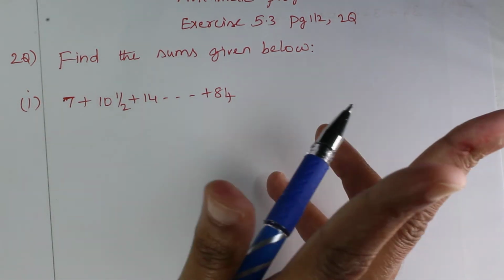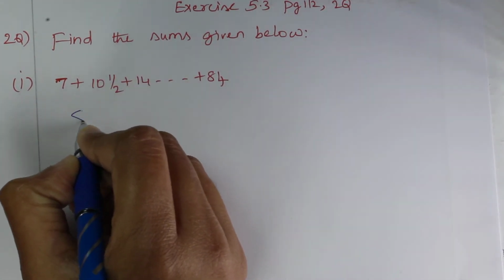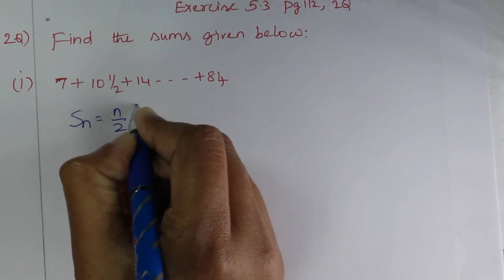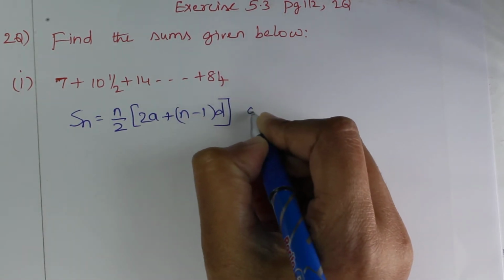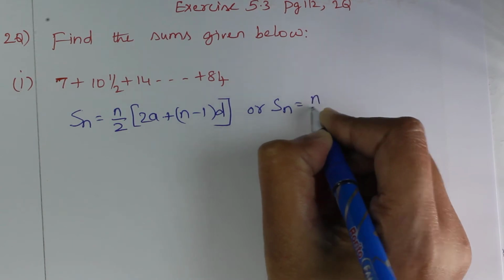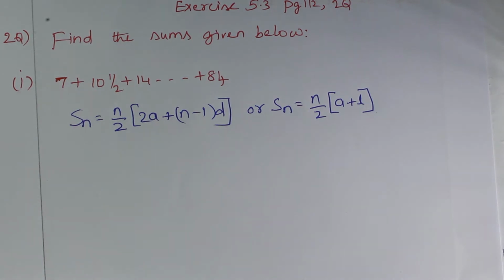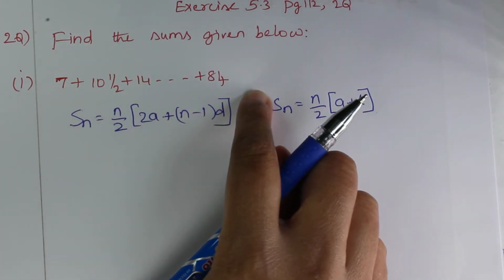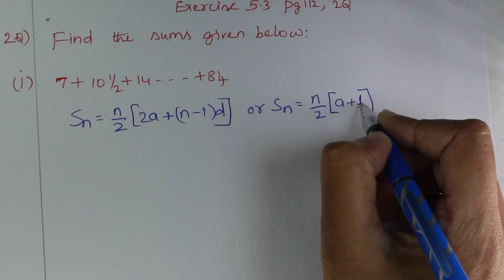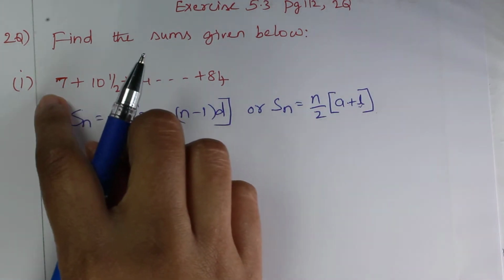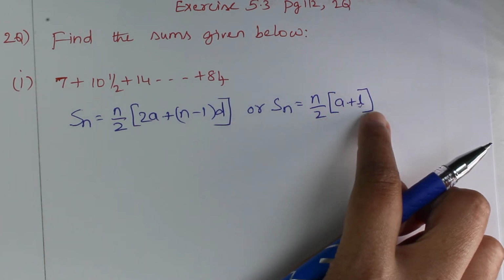So usually there are two formulae for calculating the sum of the first n terms in an arithmetic progression. The first formula is Sn is equal to n by 2 into 2a plus n minus 1 into d. Or you can use Sn is equal to n by 2 into a plus l. We can use either of these formulas for calculating the sum of the first n terms. Here I am going to use Sn is equal to n by 2 into a plus l, where l is the last term in the arithmetic progression. Because we know the last term here, I am going to use this formula.